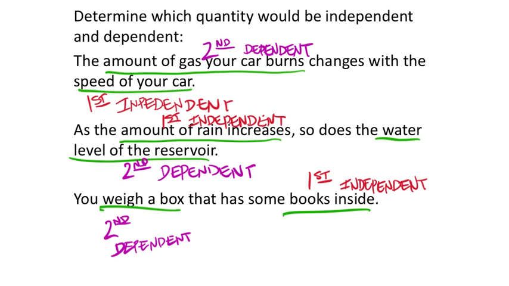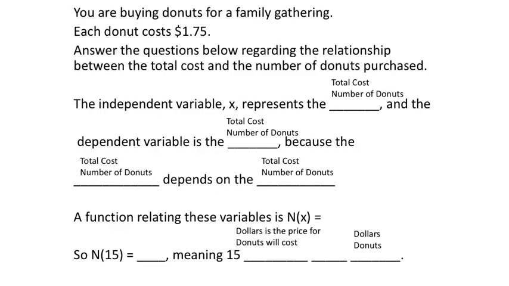So if we've made some mistakes today, that's okay. We're still just learning how to do this, but you'll get some more opportunity to do this on the assignment as well. Let's try this example, because again, this is the way it's going to look on the assignment, right? You're buying donuts for a family gathering. Each donut costs $1.75.